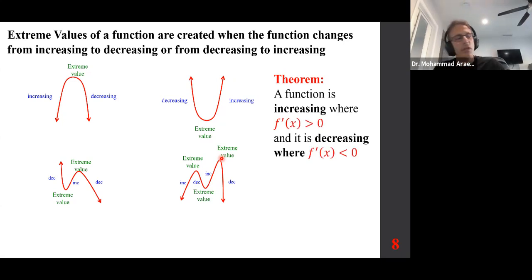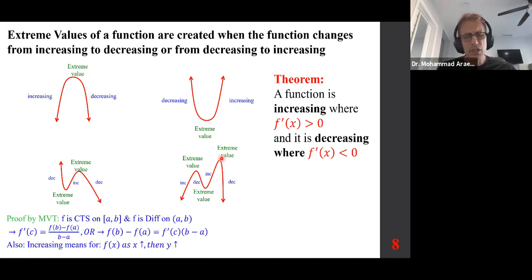Okay. So the theorem is a function is increasing where f prime is positive and decreasing where f prime is negative. This has been discussed, so we are elaborating on that. Now, here's a proof. You're not responsible for the proof. We don't cover the mean value theorem in this course, but just a quick explanation as to what that means.